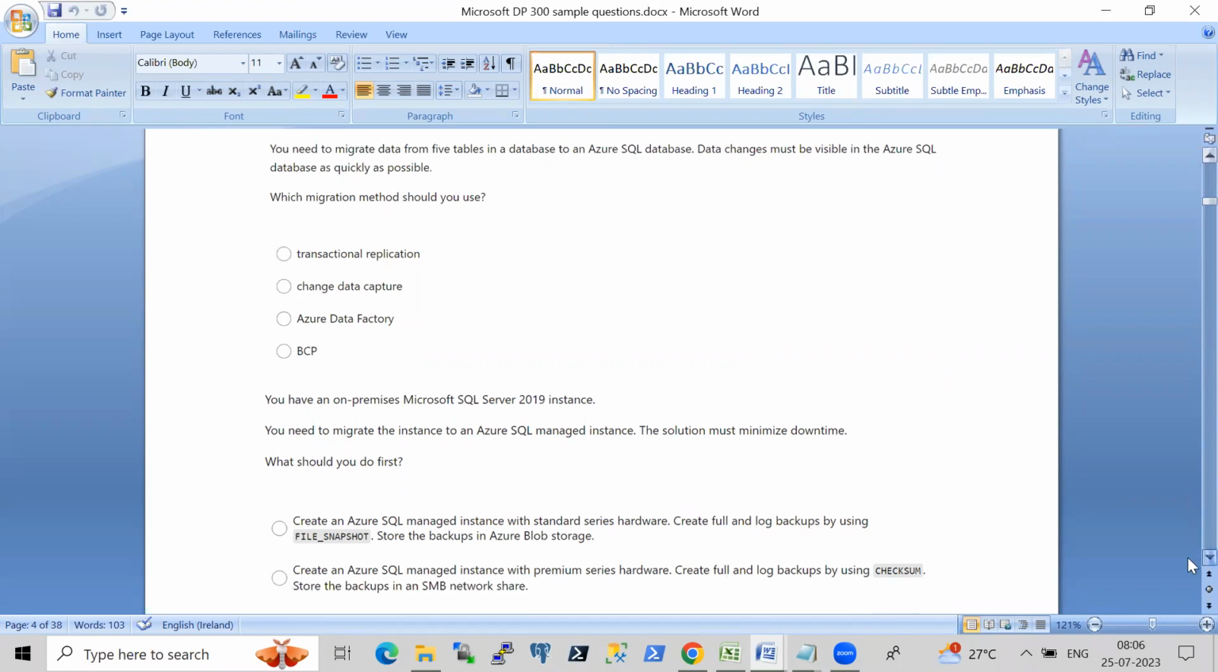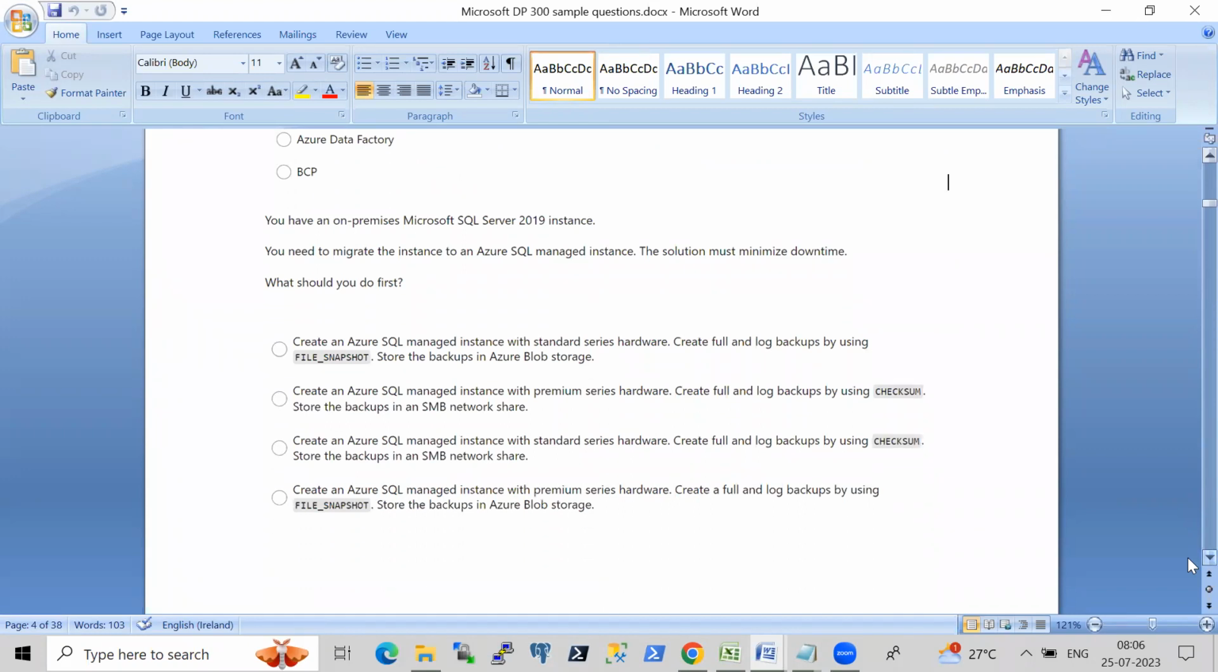Okay, I'm moving on with the next question. The next question is on on-premises. We have an on-premises 2019 instance, and we need to migrate to MI with minimum downtime. What are the options to choose between these 4? Again, I repeat, the source is on-premises, the target is MI, the requirement is minimum downtime. So what should I choose to make this work? We have 4 options in front of us.